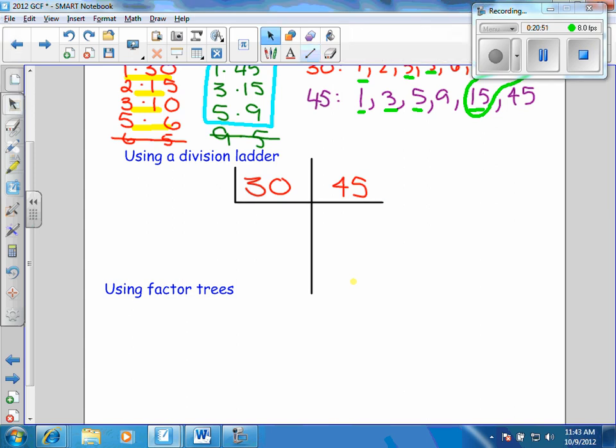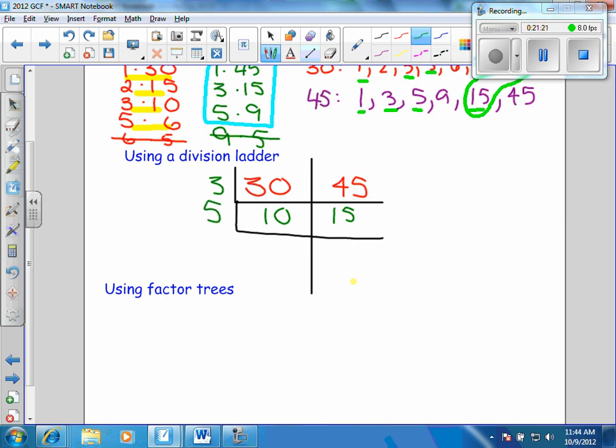Okay, can you pick a number that's common to 30 and 45? 3? Sure. 3 goes into 30 how many times? 10. Good. How about into 45? 15. Okay. So then you keep the division ladder going. What's common to 10 and 15? 5. Okay, so 5 goes into 10 how many times? 2. Okay, and 5 goes into 15 how many times? 3 times.